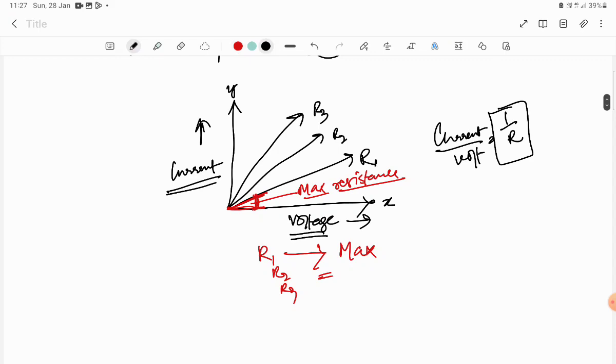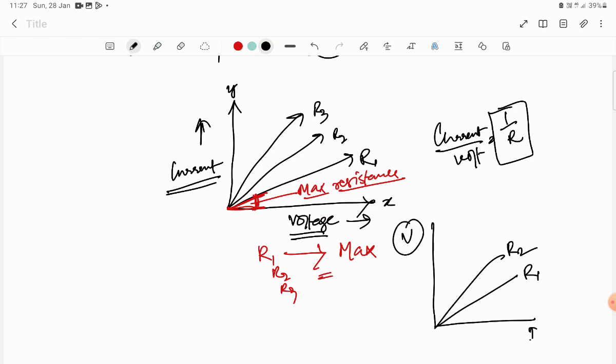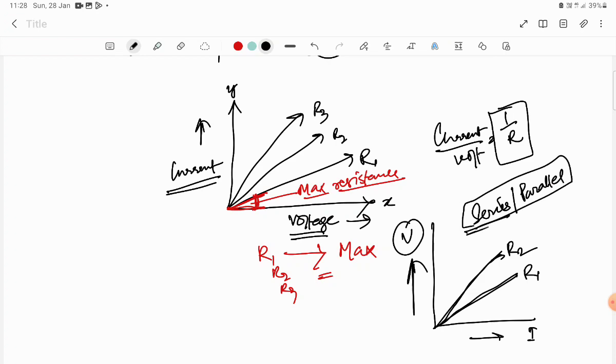Now you may be asked, suppose this is one graph and you have two lines here, one is R1 and one is R2, and this is voltage and this is current. Now tell me which line is showing series and which line is showing parallel. This question can also come. So you know that in series connection, the resistance is maximum. Resistance is least in parallel connection.